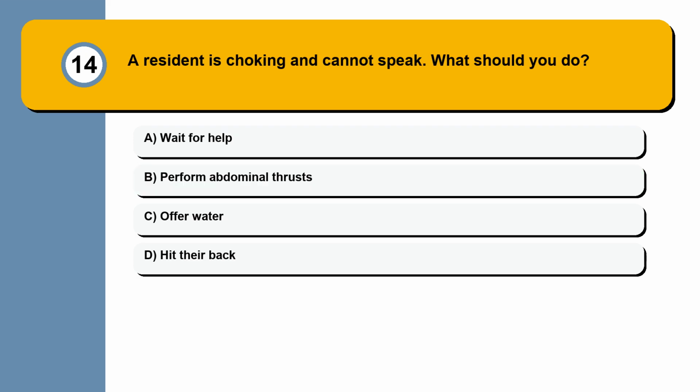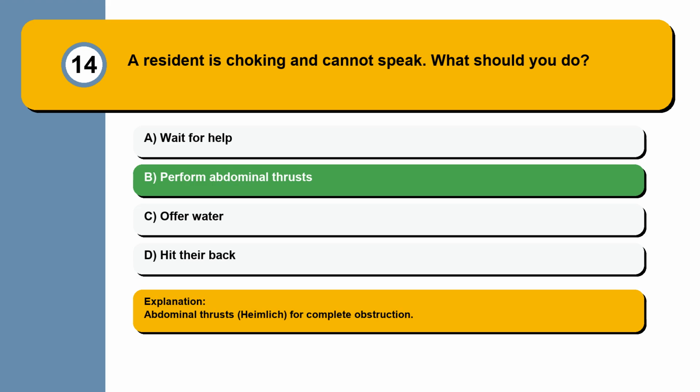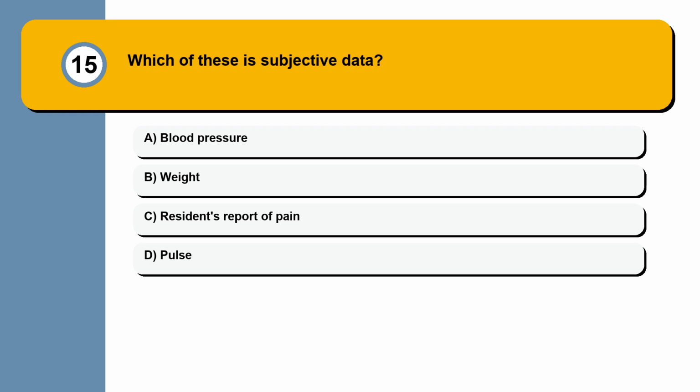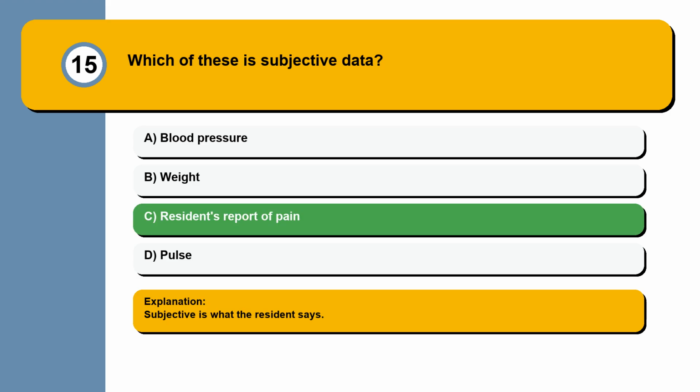Question 14. A resident is choking and cannot speak. What should you do? Wait for help. Perform abdominal thrusts. Offer water. Hit their back. Abdominal thrusts, Heimlich, for complete obstruction. Question 15. Which of these is subjective data? Blood pressure. Weight. Resident's report of pain. Pulse. Subjective is what the resident says.